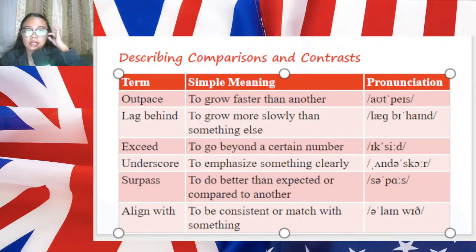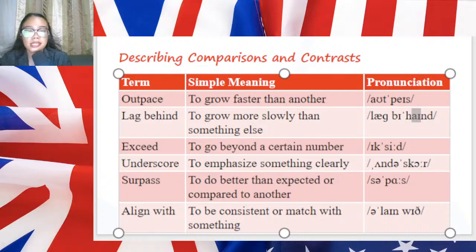Okay? So the vowel sound here is short. Next is hind, which has a clear diphthong sound, I. So there's an I diphthong sound in hind. All in all, we try to put them together, we get lag behind. Again, lag behind. Stress is on the second syllable of behind, which is hind. Again, this is lag behind.